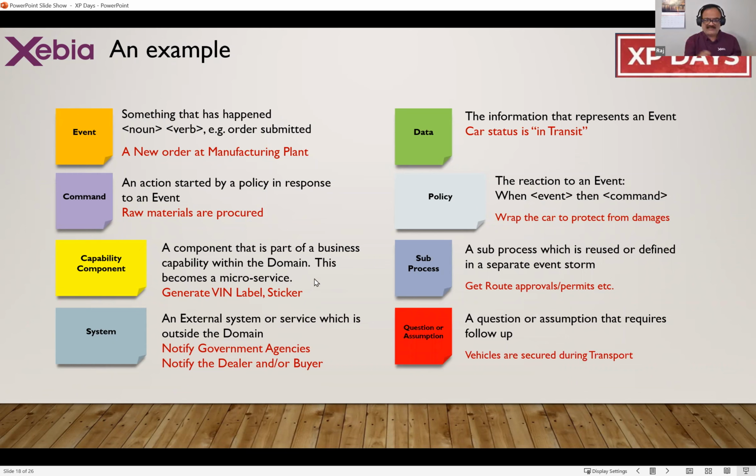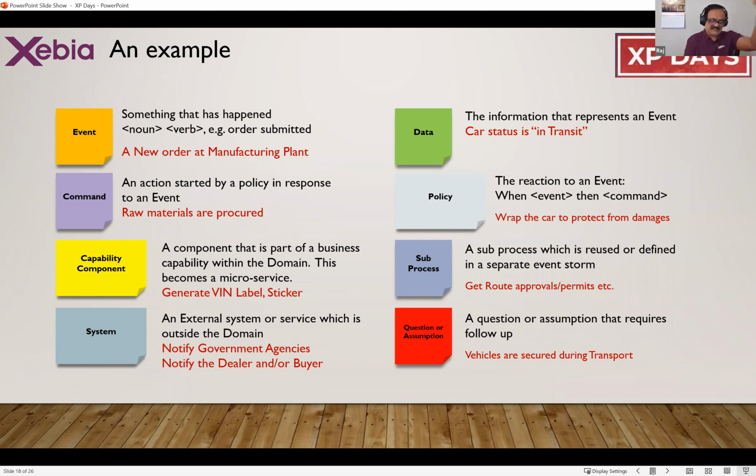So once you have the boundary and you identify what are your microservices or things which you are going to offer for both internal and external users, you build a model based on the events, you collect the data, you issue commands following the policy, you build capability components that will be serving certain capabilities. They will be calling sub-processes. You talk with external systems, you validate your questions and assumptions. So this is how it happens.